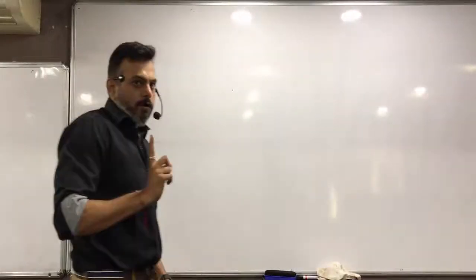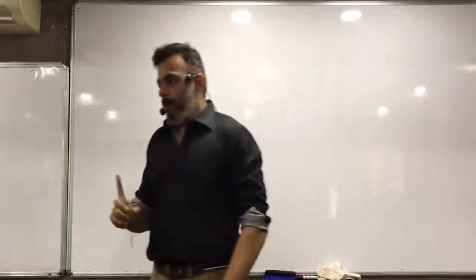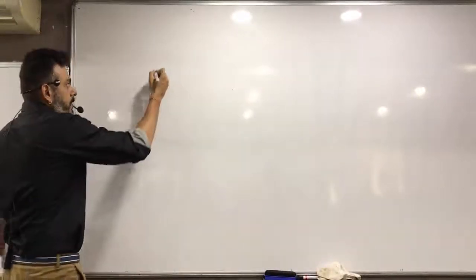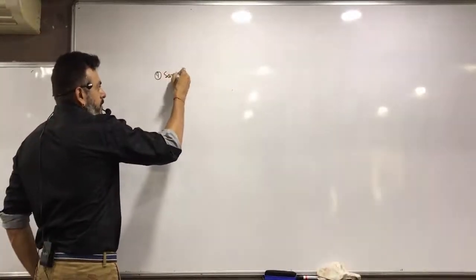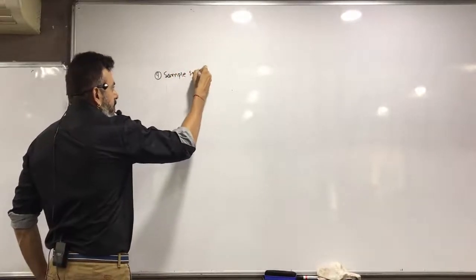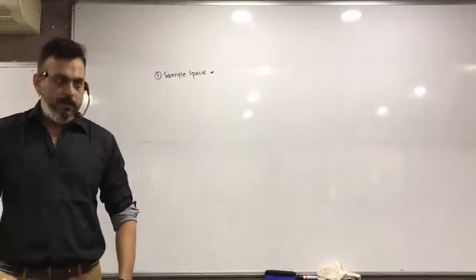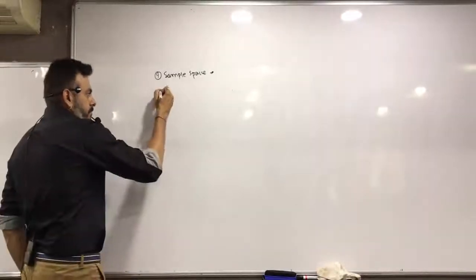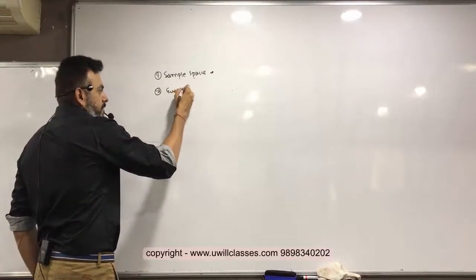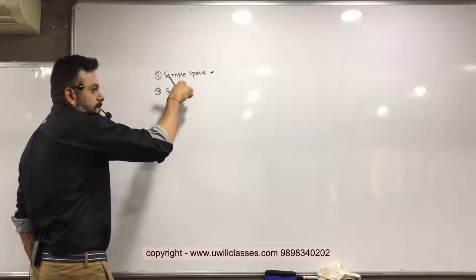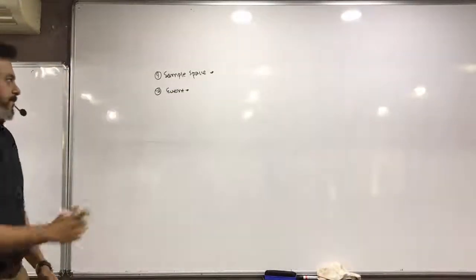Once again I'll go through what we did yesterday. Okay, now first, sample space. Sample space means what? The set of all possible outcomes. Okay, then event. What is an event? It's a subset of a sample space.